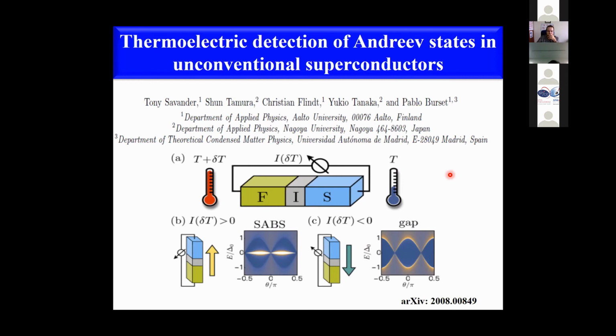Now we look at the charge conductance triggered by a temperature dependence between a ferromagnet and a superconductor. Up to now, such studies have been done in conventional superconductors, but in the presence of a zero energy surface Andreev bound state, the sign of the induced current is reversed.